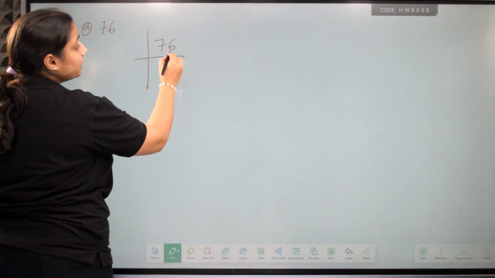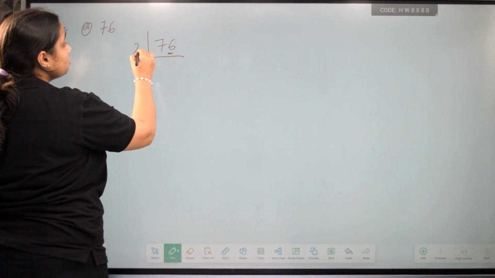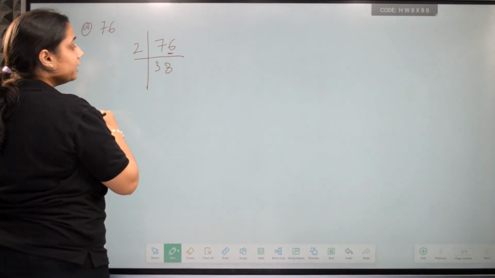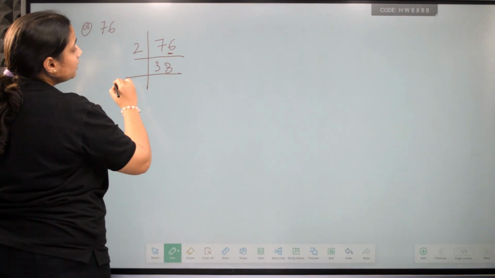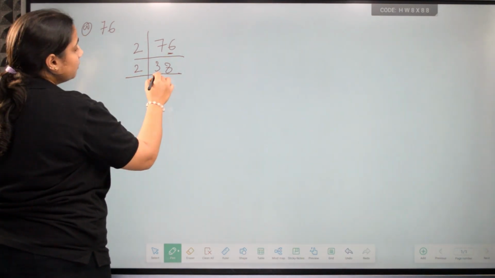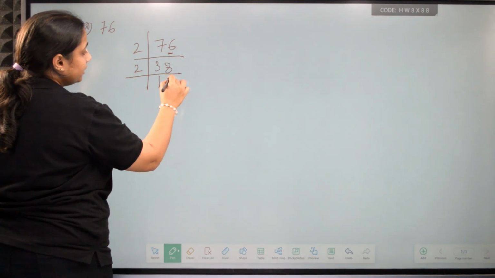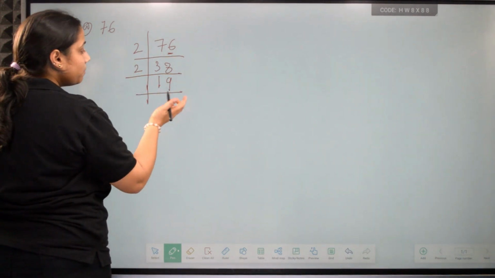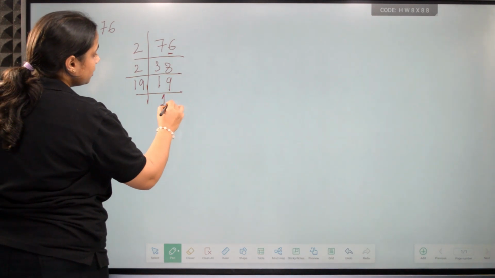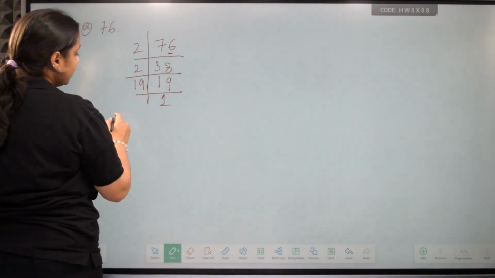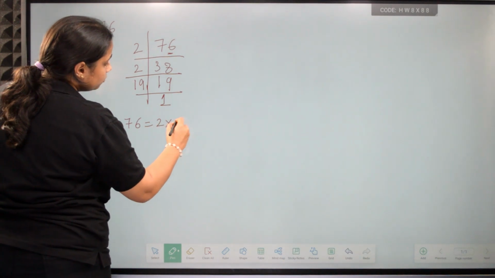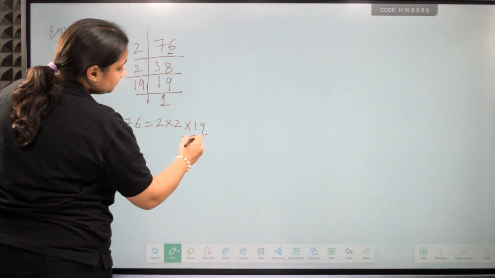Firstly, we can see that it is an even number, so let's divide it by 2. So it is 38. Now again it is an even number, again divided by 2, it will become 19. Now 19 is a prime number, so it can only be divided by 19 itself, hence it becomes 1. Therefore, it can be written as 76 is equal to 2 into 2 into 19.